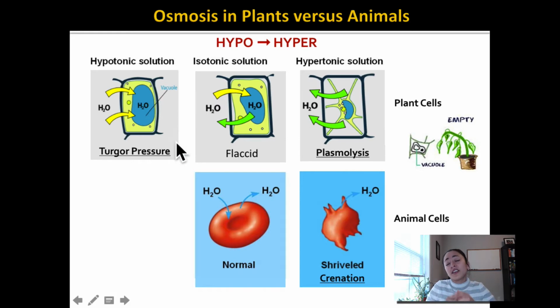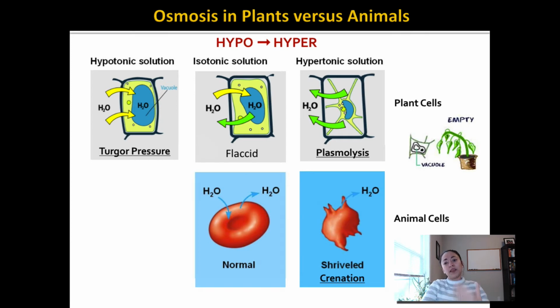This is actually the condition plants like the best, because this means that water enters the plant cell, the vacuole gets swollen, and it pushes out on the cell wall. This creates what we call turgor pressure within a plant cell. And because the cell wall of a plant cell is very rigid, it prevents the cell from bursting. And instead, it makes a nice crispy vegetable.